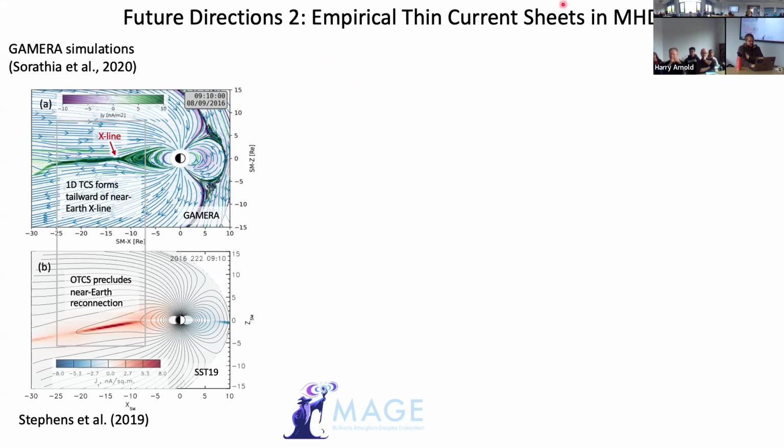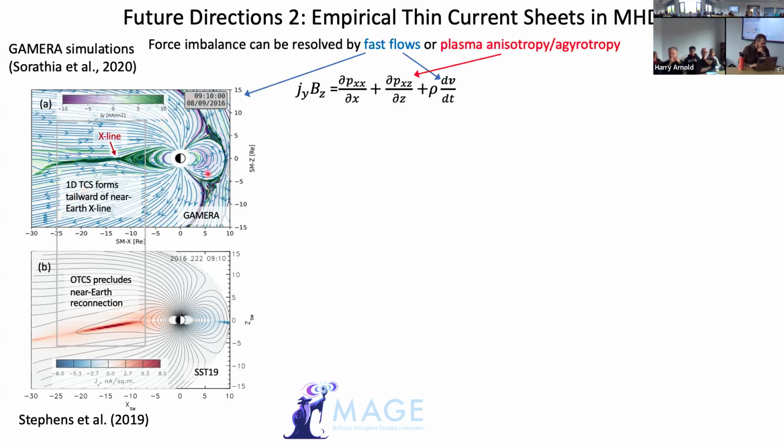So I want to try and take these thin current sheets that we have from the empirical reconstructions and put them in MHD. So how am I going to do that? Here we have an MHD simulation of, I forget the event, but at any rate, it's an MHD simulation, and you can see a very thin current sheet here. And basically what's happening is to balance your J cross B force in a thin current sheet, you can either use the off-diagonal pressure, or you can use this basically V dot grad B term in the momentum equation.